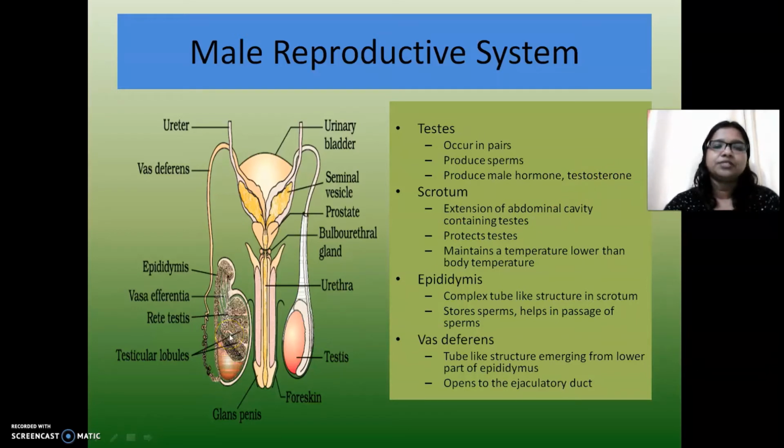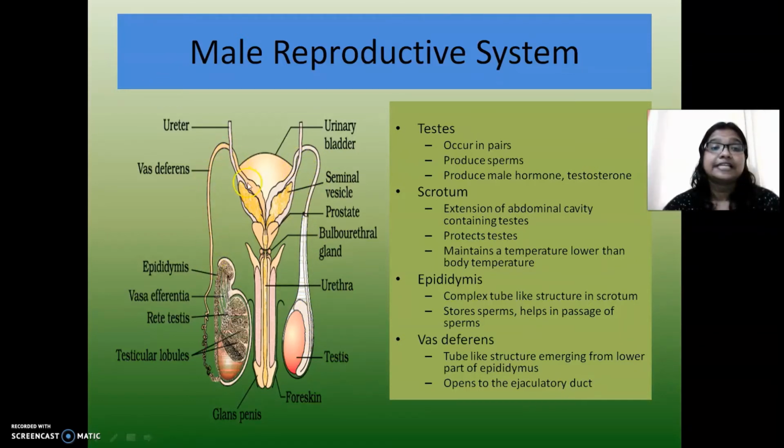The sperms produced in the testis come out through the rete testis and vasa efferentia. Later they are stored for a short duration in the epididymis, a complex tube-like structure. You can see the epididymis here. It is in the scrotum, stores sperm, and also helps in the passage of sperms to another tubule called the vas deferens. This is the epididymis, and this is the vas deferens.